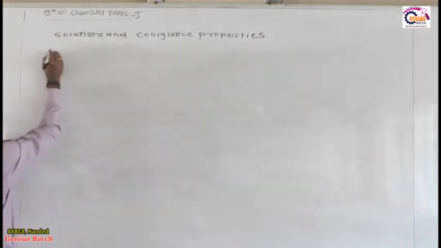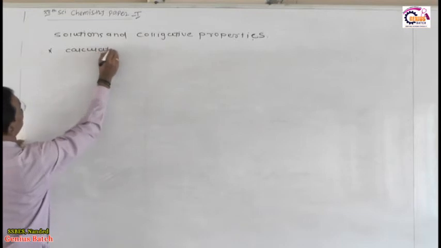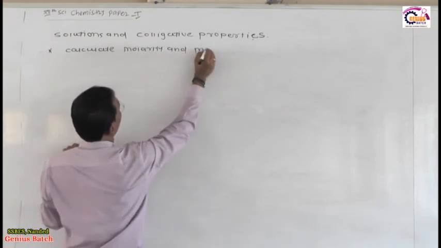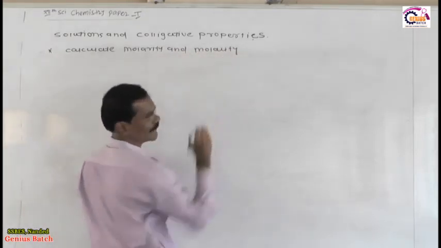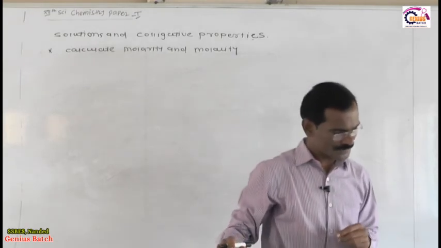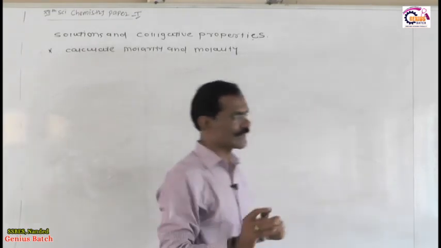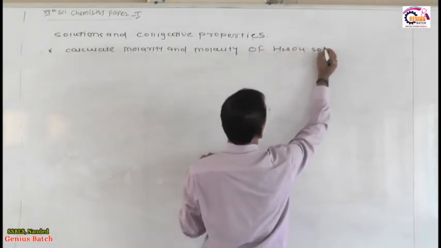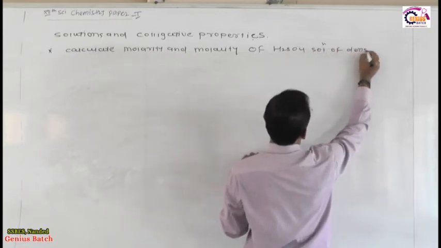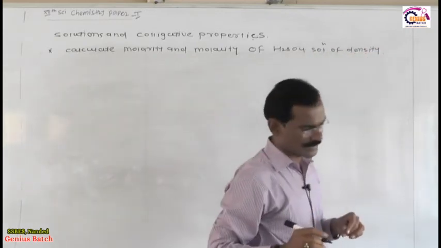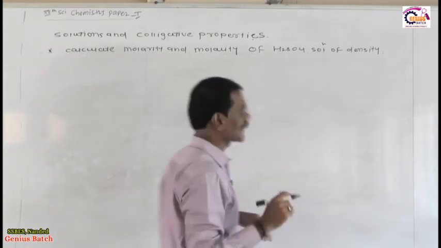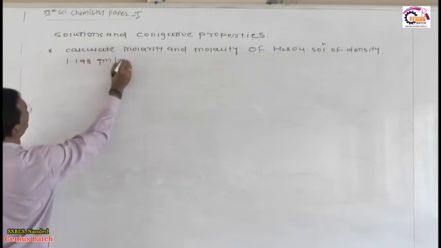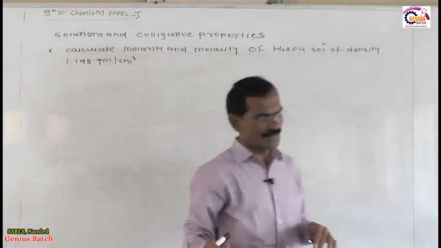Listen, third problem: calculate molarity and molality of sulfuric acid solution of density 1.198 gram per cm cube. They are given the density in ml. Keep this in your mind.